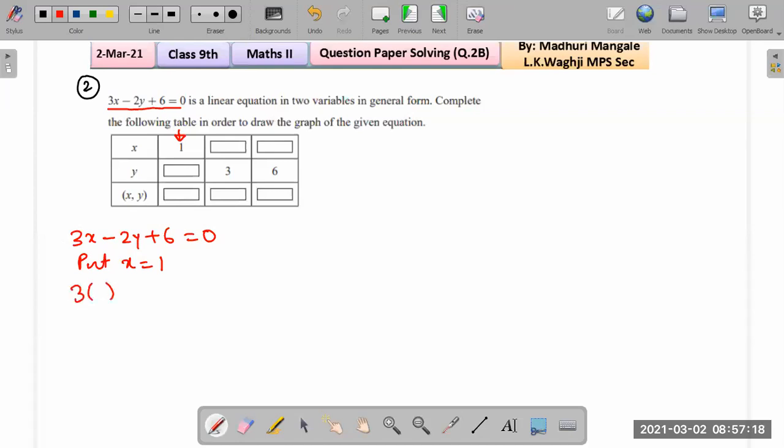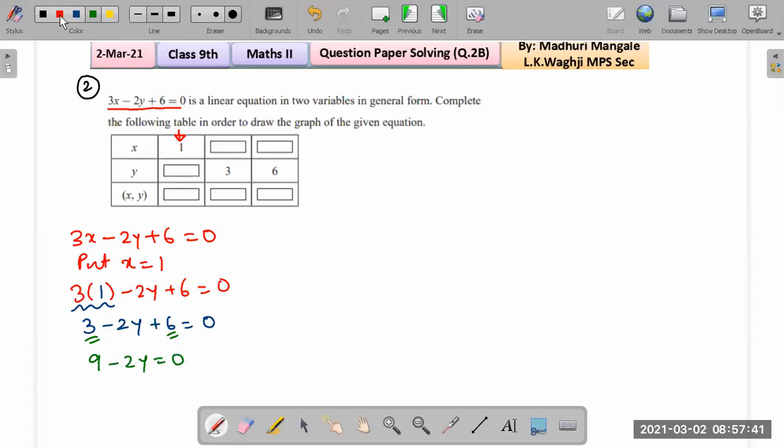So 3x minus 2y plus 6 equals to 0. We are going to put x equals to 1. What is 3 times 1? That is 3 minus 2y plus 6 equals to 0. What should be the next step, students? Yes, we combine the like terms. So what is 3 plus 6? That's 9. 9 minus 2y equals to 0.